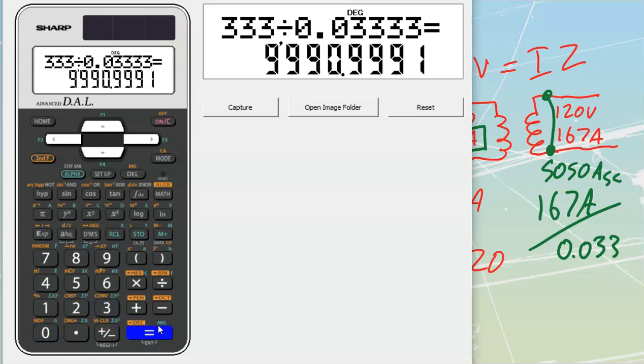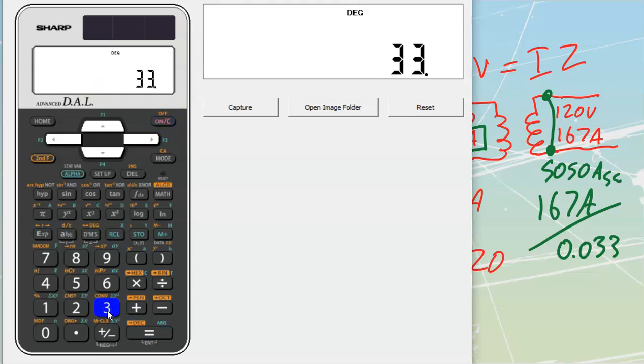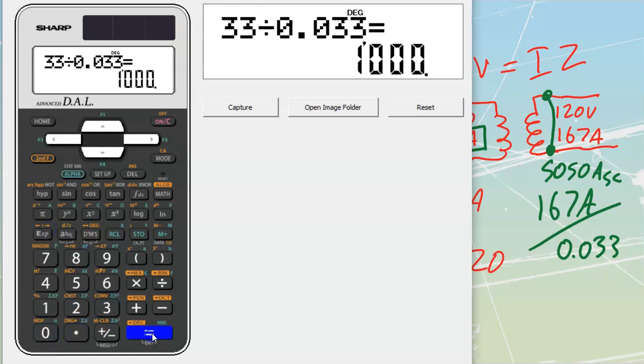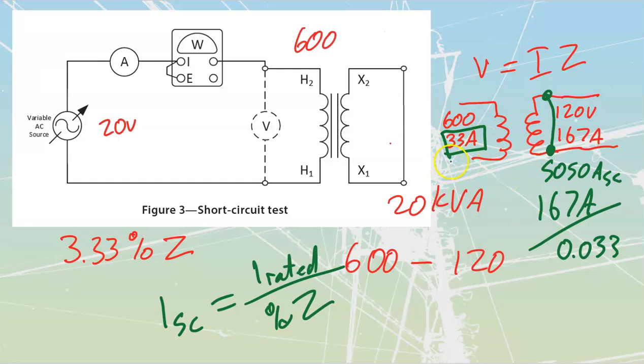Gets me to a value of 1,000 amps that I am going to have. So I'm going to have up to 1,000 amps flowing inside of this 600 volt circuit. This 600 volt circuit, on our primary side, we need to have a disconnect.